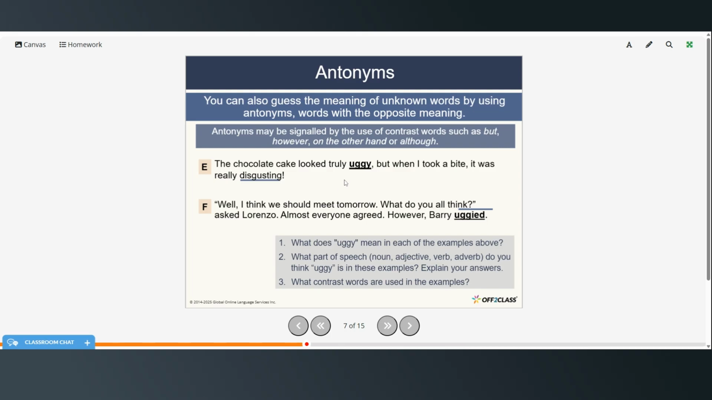So what part of speech? Here, ugly is probably an adjective, because it's explaining how the cake looked. It could be an adverb, and then agreed here would be a verb. And then what contrast words are used in the examples? So disgusting and agreed.